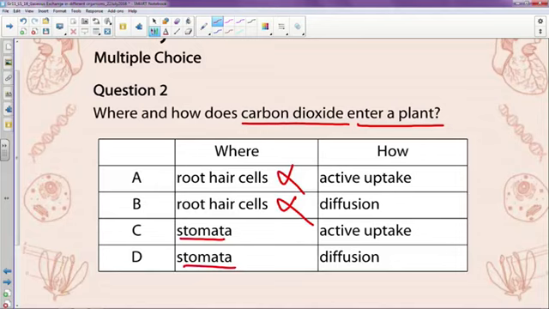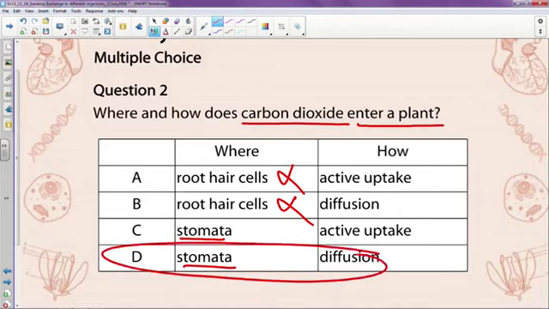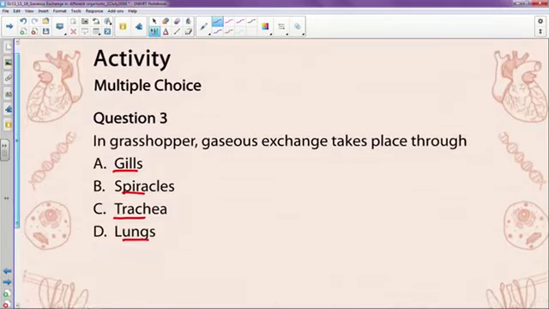But let's see, how does it occur? Does carbon dioxide enter through active uptake or diffusion? It is a passive process, and hence it's going to be through diffusion and not an active process. And hence D would be the correct option there. If we go on to the next question.